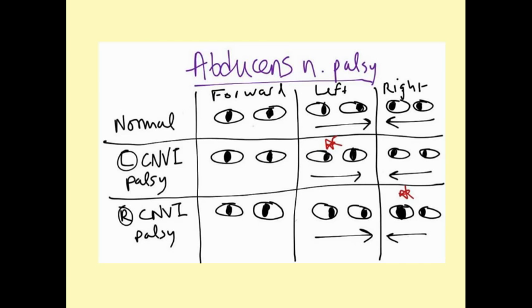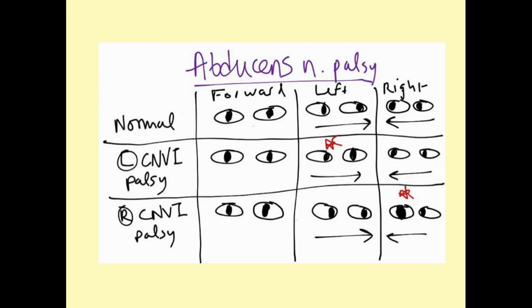Now, if we have a left abducens nerve palsy, you can imagine that if you don't have your left abducens nerve working properly, the left eye will not be able to look laterally, and that's what we have. If we look to the left, the right eye looks to the left, it's using the oculomotor, but the left eye, needing its abducens nerve, will not be able to look laterally. However, if we look to the right, it's fine because this requires the right abducens nerve.